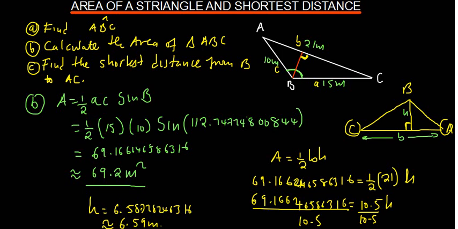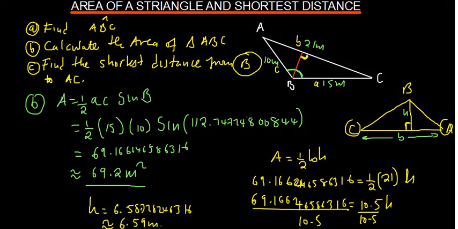So when they ask you to calculate the shortest distance, all they're asking you is to calculate the height of a triangle. So consider where it is coming from to where it is going.